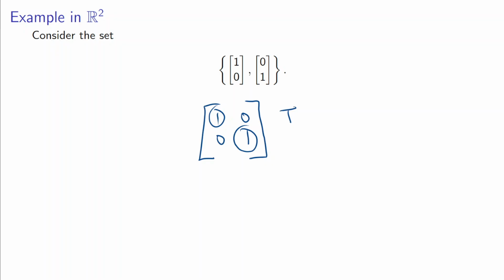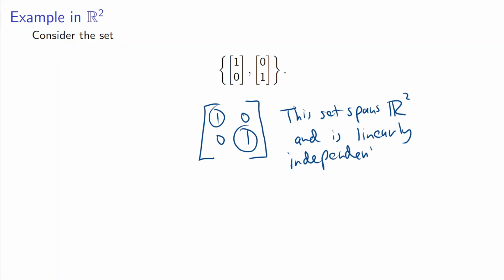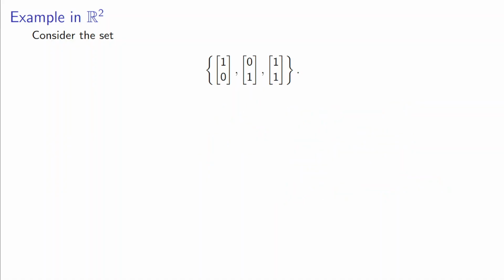So this set spans R2 and is linearly independent. So the set is a basis for R2. So we can get to any vector we want in R2, it spans, but also these vectors are linearly independent. So we have the right number, we have enough to span, and we don't have too many where we have linear dependence.